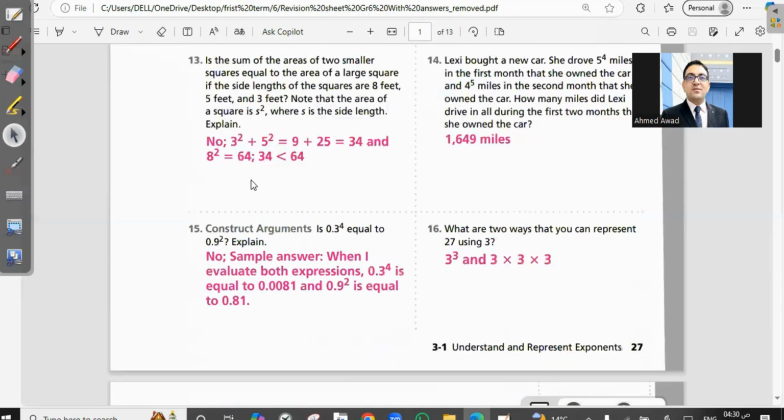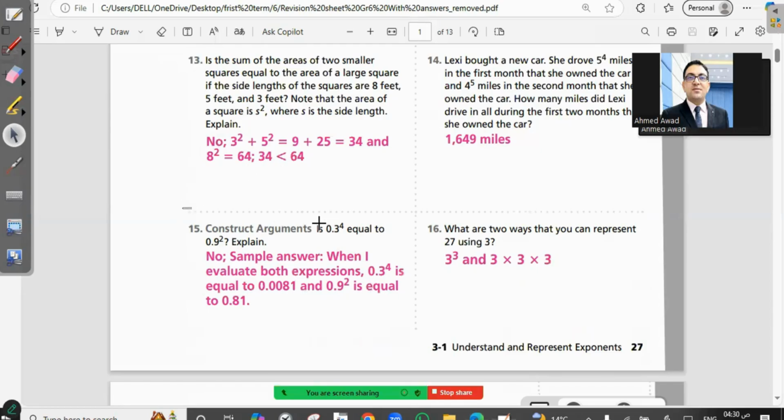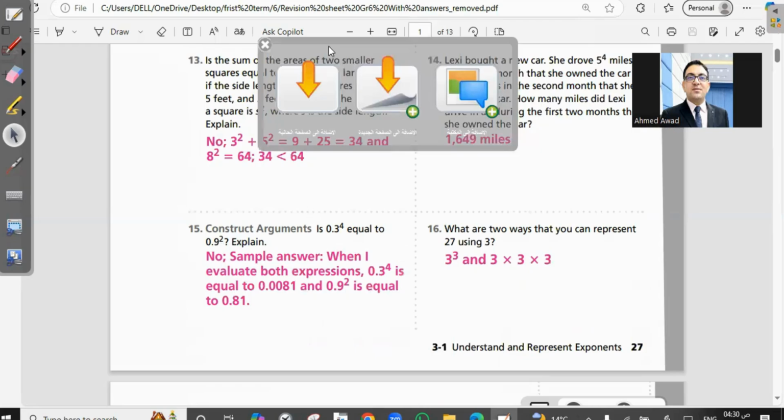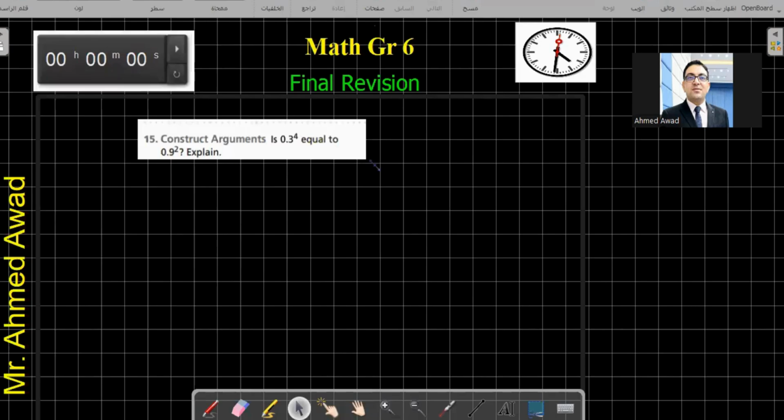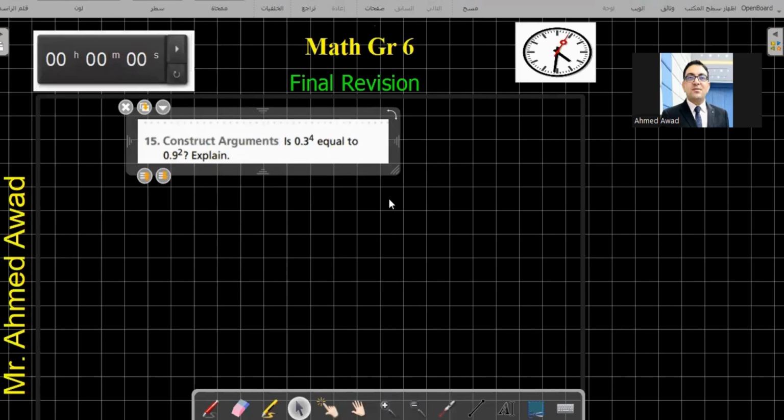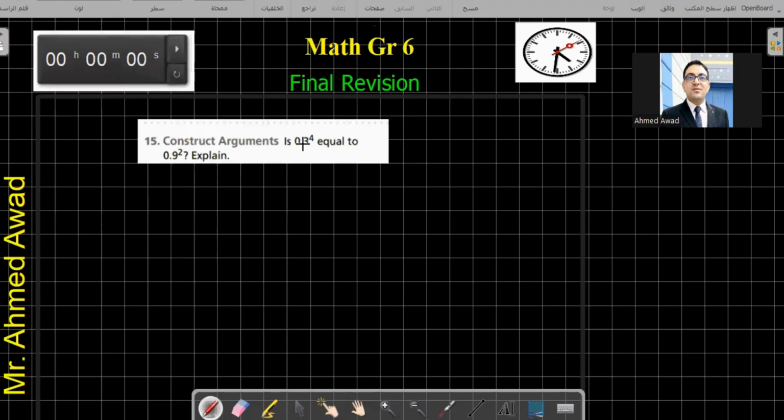In this question, he said, is 0.3 to the power of 4 equal to 0.9 to the power of 2? Do they have the same value, guys? They have the same value or not? So let's take this question on our board. Now, guys, 0.3 repeated how many times? 4 times.